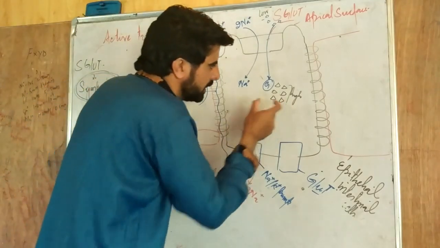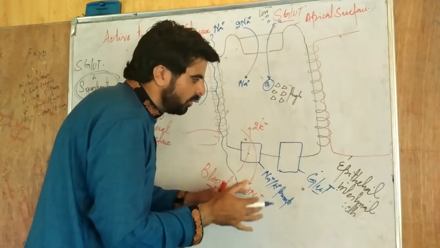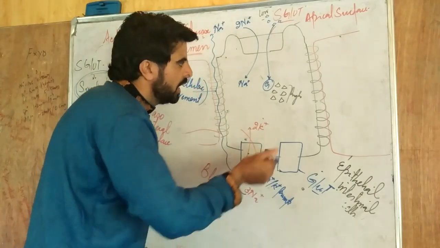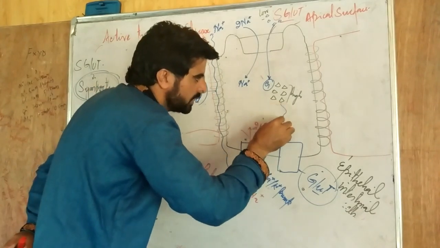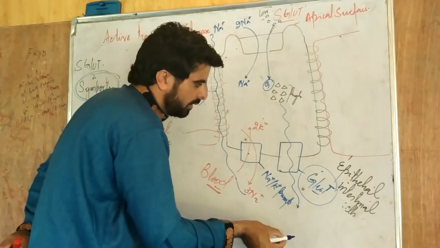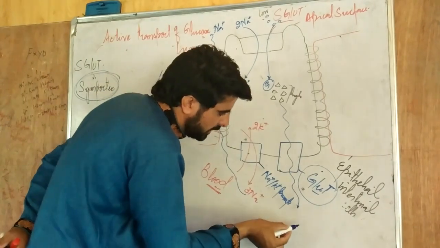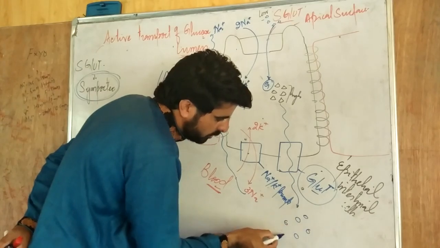Now the glucose concentration is very high here. On its basolateral surface, or the basal surface, we have the presence of GLUT, a glucose transporter only. Now this glucose is taken in passively, from higher concentration to lower concentration, by facilitated diffusion. Now it is in the bloodstream. This glucose is taken into the bloodstream.